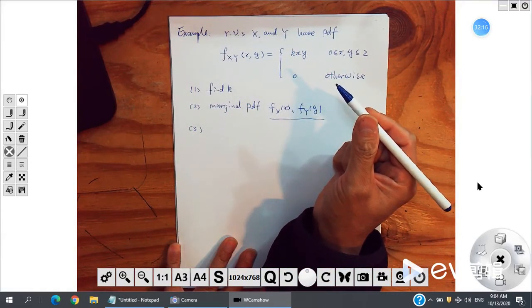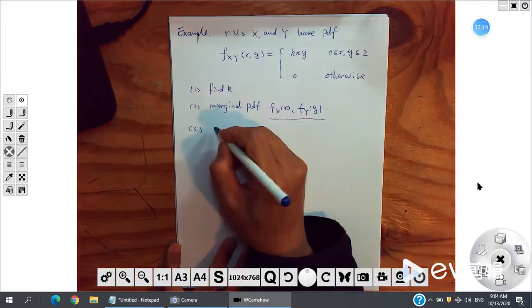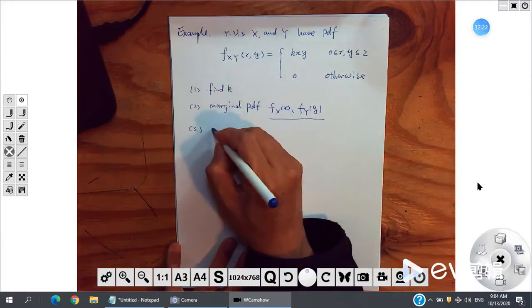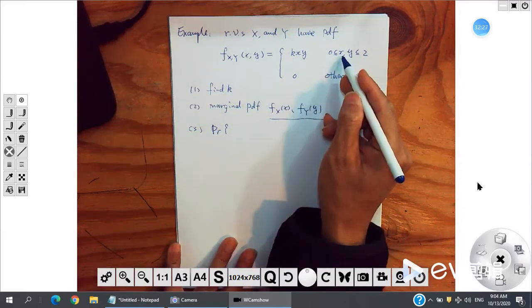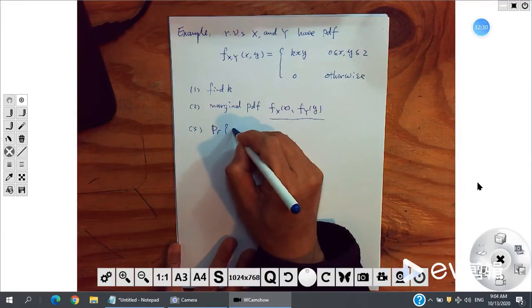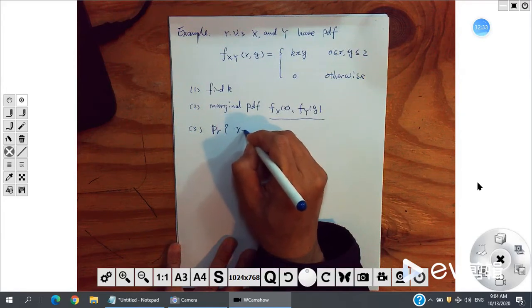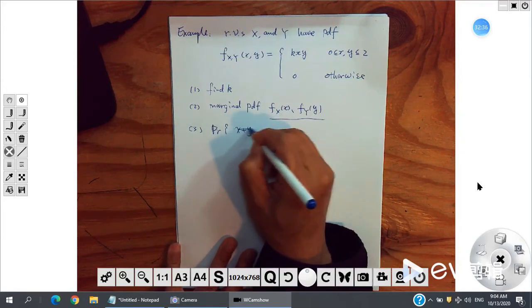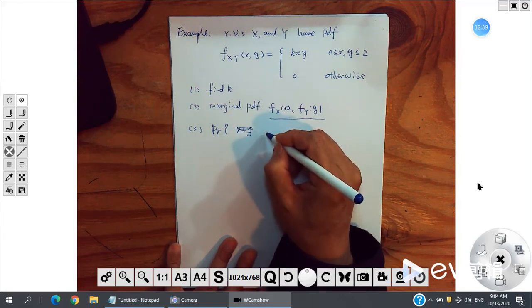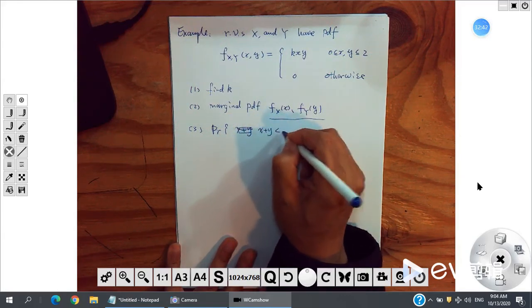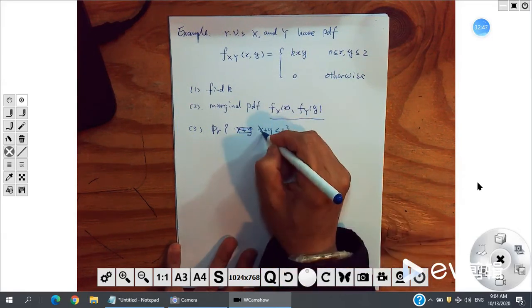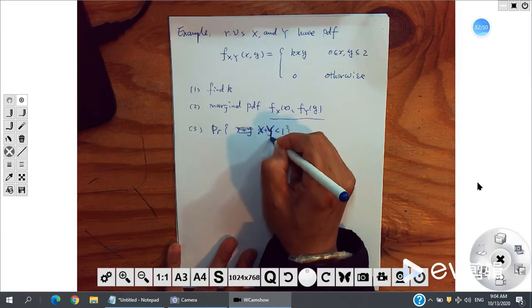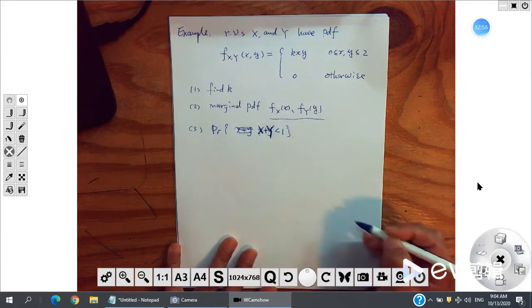And the third one, we want to find some probabilities. Actually, we can have different values. Like we can find the probability of x plus y. Now this may be too complex. Let me see. Yeah, just x plus y smaller than 1. Capital X and capital Y are random variables, and I want to consider the event that the summation of these two is smaller than 1.